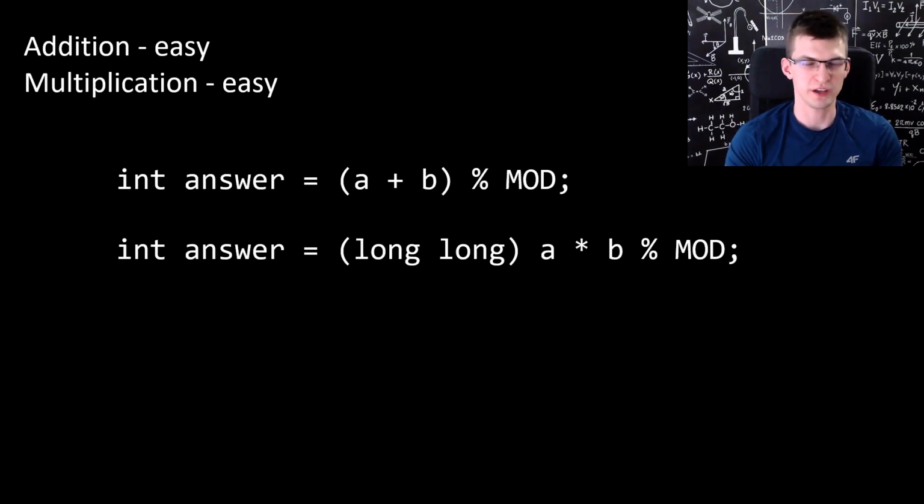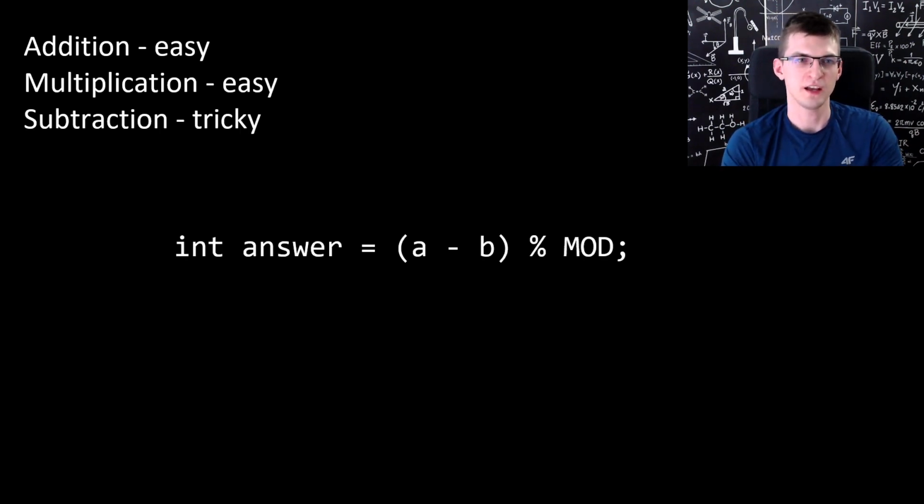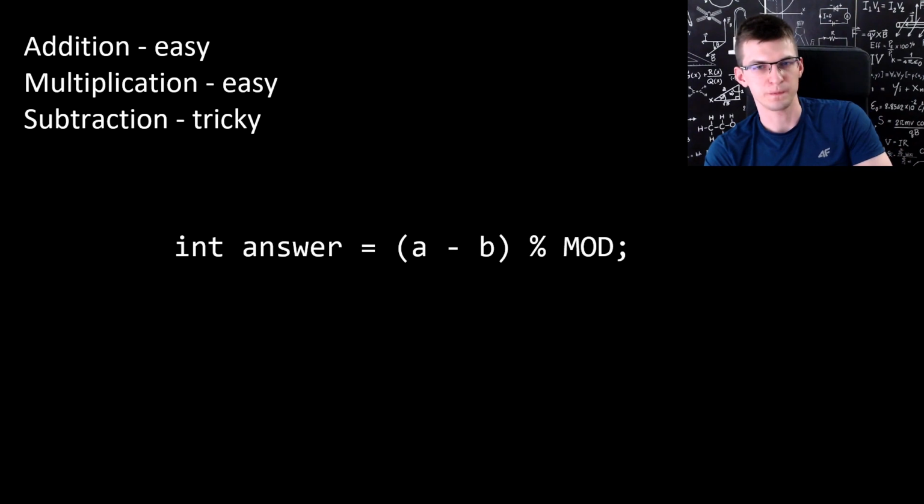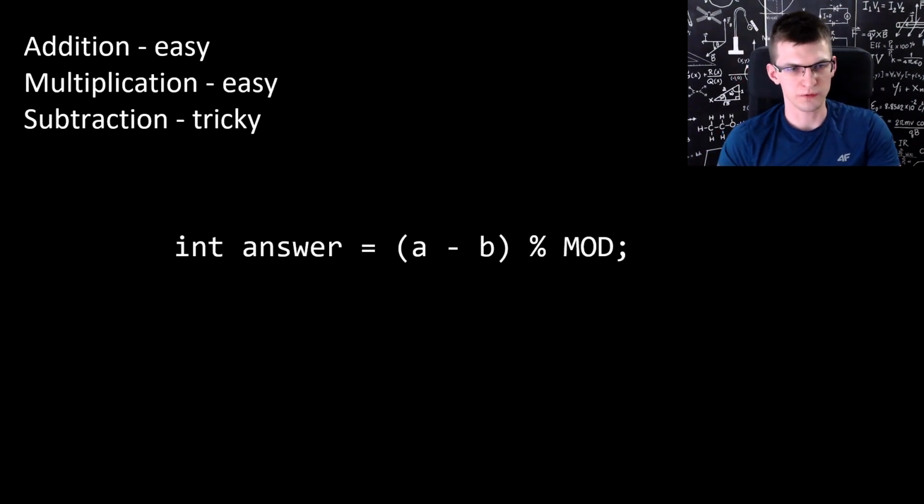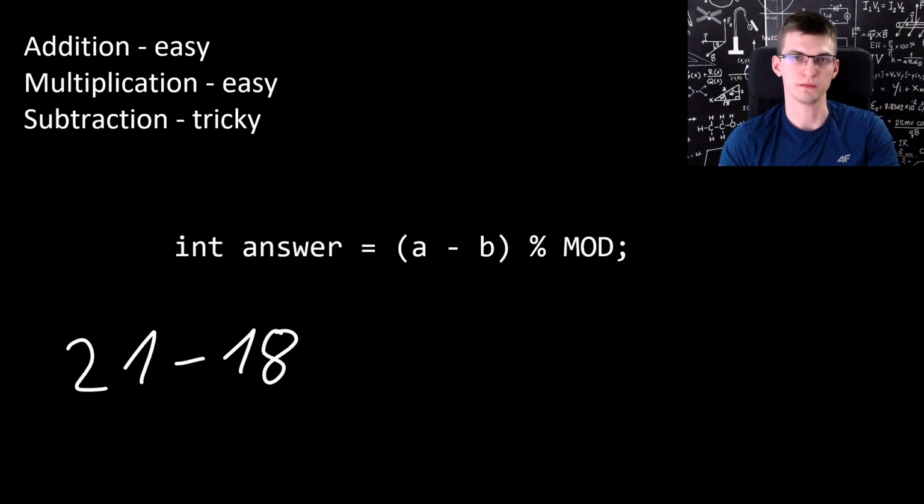Generally, if we have a and b, both in the proper interval from 0 to mod minus 1, if they are already not huge, we don't need to take them modulo, then addition and multiplication are very easy. It's just a plus b modulo m, and a times b modulo m. Just remember about casting to long long if you use ints, and assuming that mod is around billion. Subtraction is more tricky. Let's work with an example of computing 21 minus 18 modulo 10.